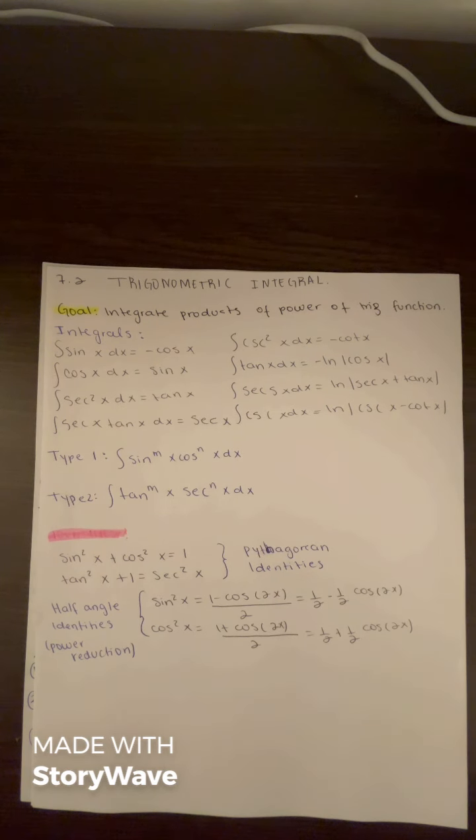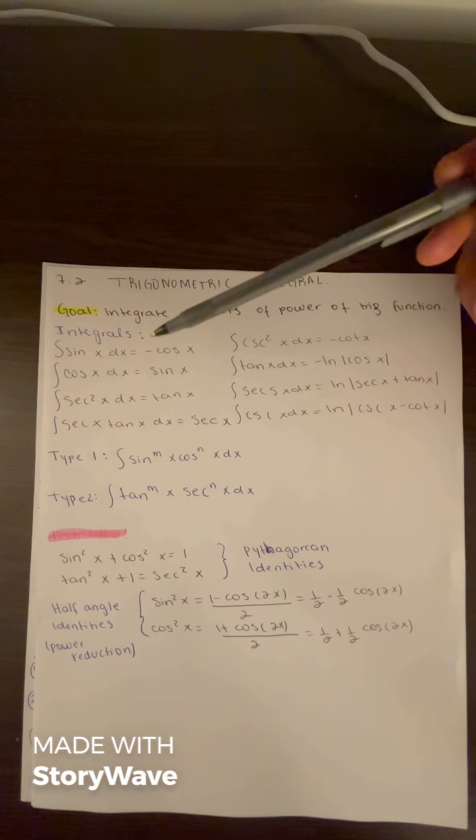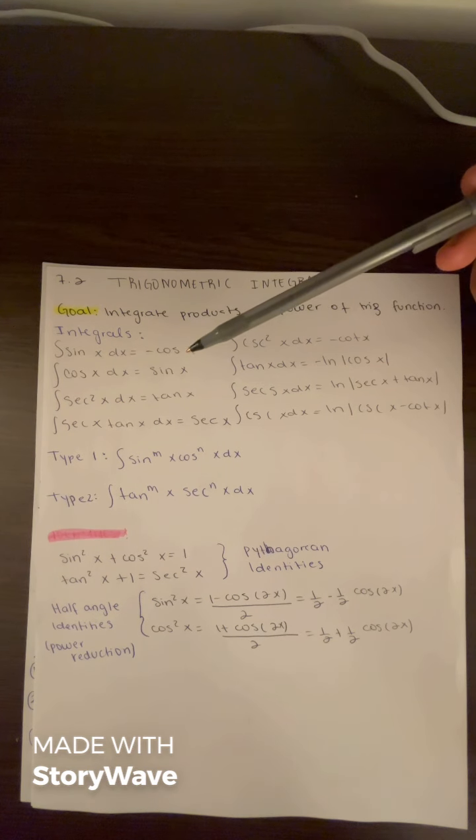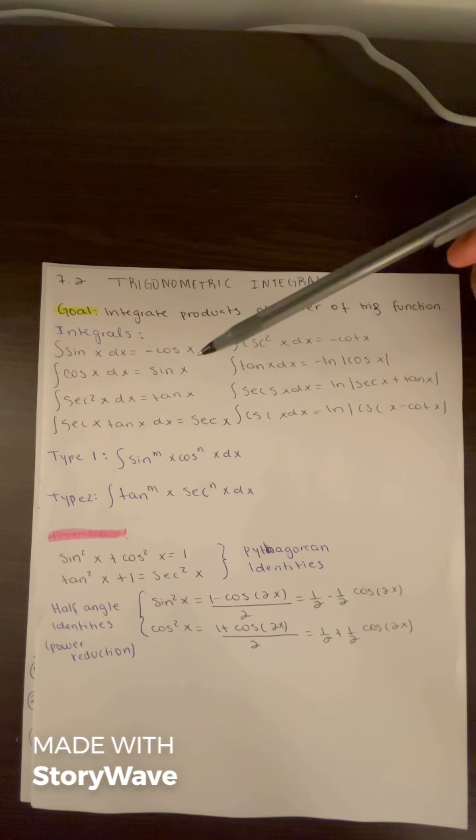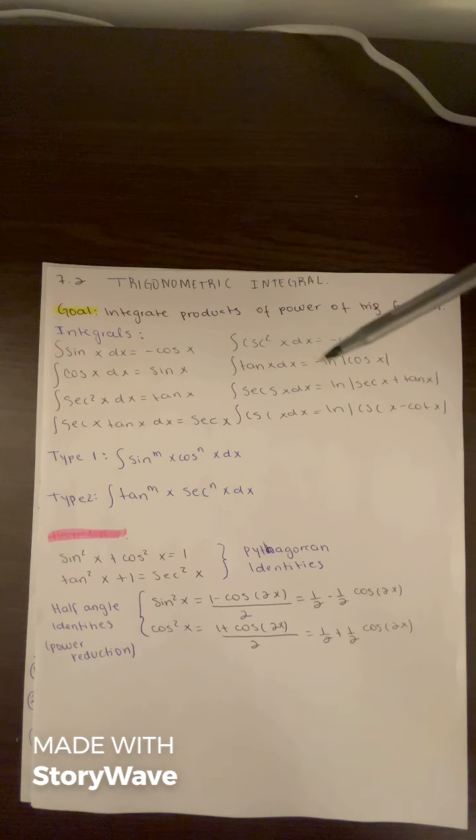In this case, I wanted to write the integrals that we should be memorizing at this point. And I think it's an important part for this section, so that's why I wrote it down. So as we know, we have sine x dx equal to negative cosine of x. Cosine of x dx equal to sine of x, and so on.